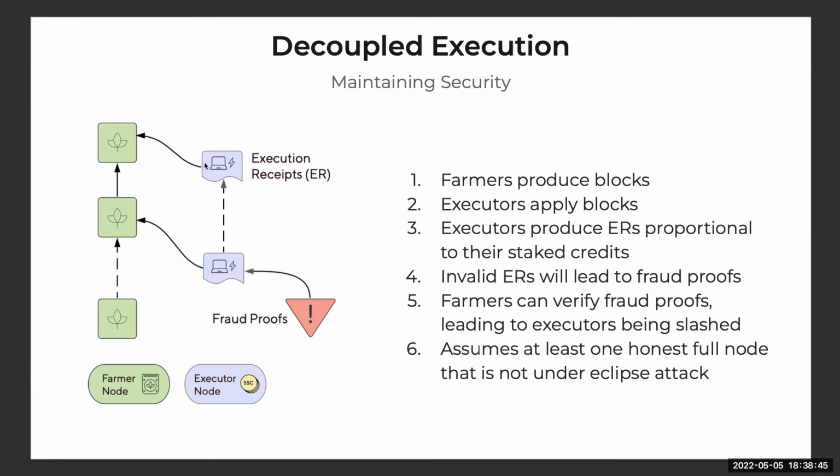For each block, there's going to be a small constant number of these execution receipts, which are going to get elected, and they're going to get gossiped to the network. They're going to go out to the farmers. The farmers are going to treat them as transactions. Farmers are optimistic, so they're going to basically trust or believe that these execution receipts are correct, because the executors are rational and want to retain their deposit.